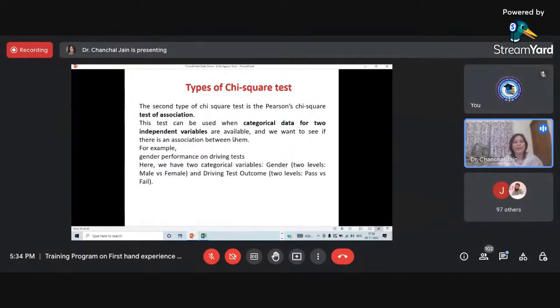For example, gender and performance on the driving test. Here we have two categorical variables. First is gender, with the labels male and female, and the driving test outcome can be pass and fail. So we are interested to know whether the driving test outcome is dependent on gender or not. For this type of categorical variables, when we are interested to find association between these two variables, we can go for the two sample chi-square test.